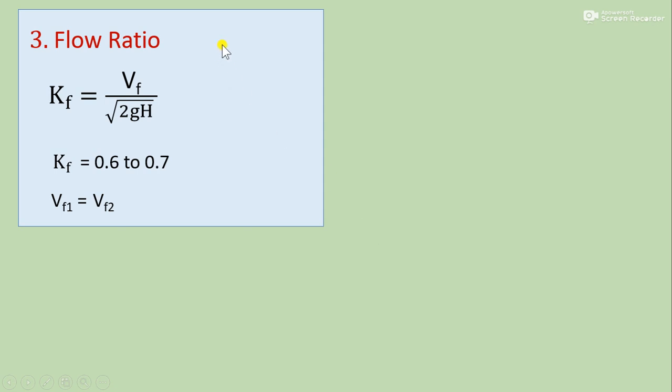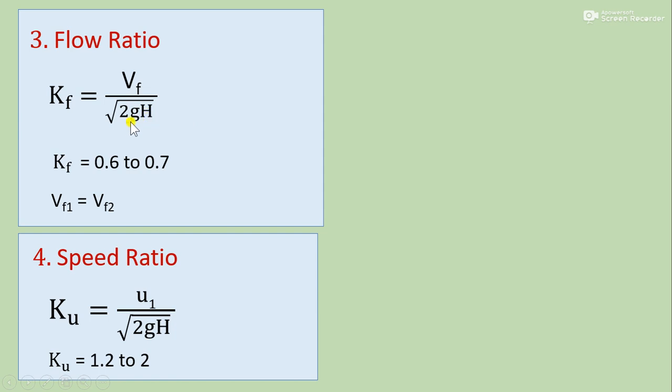Flow ratio formula is similar to Francis turbine, that is VF upon square root of 2GH, but its range is taken from 0.6 to 0.7. In case of Kaplan turbine, flow velocity is taken constant. Speed ratio, that is U1 upon square root of 2GH, is taken in the range of 1.2 to 2.